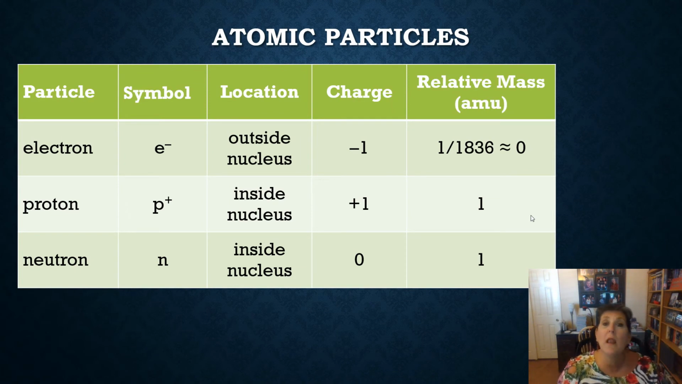Now, protons are symbolized with the lowercase p with a plus sign. They're inside the nucleus, and the plus sign means protons are a +1 charge. Their mass is 1 AMU, atomic mass unit. Neutrons are symbolized with the lowercase n with no charge. They are inside the nucleus, and they have no charge, meaning zero or neutral. Their relative mass is like the proton, 1 AMU. So again, the mass of an atom depends on protons and neutrons because electrons are basically zero.